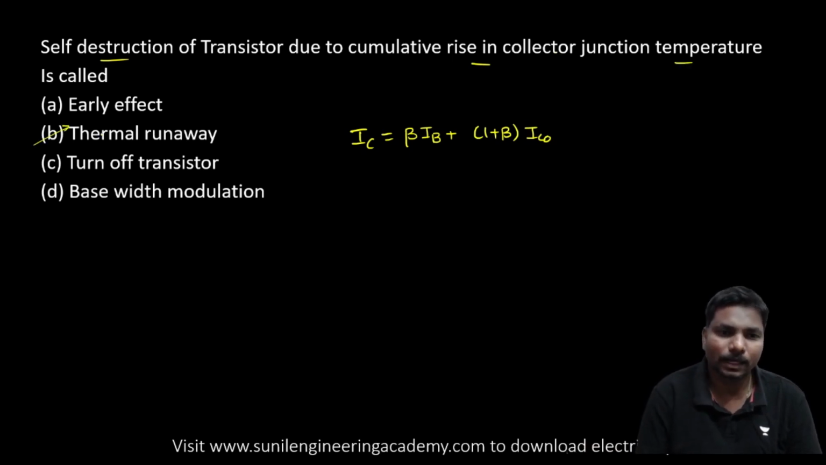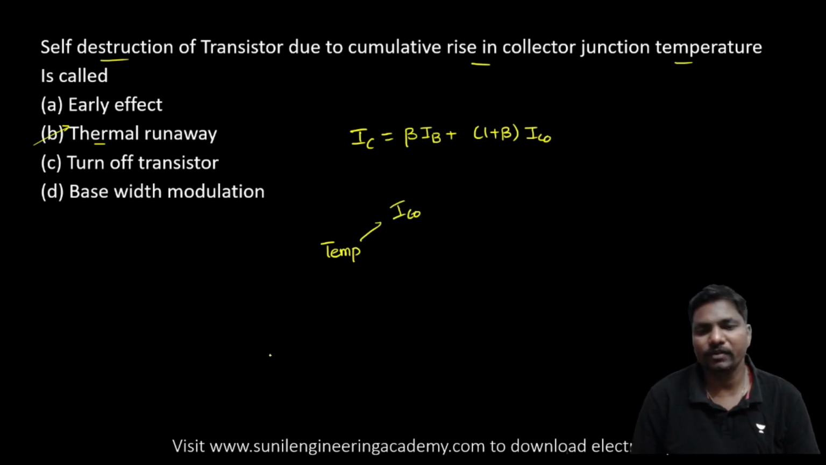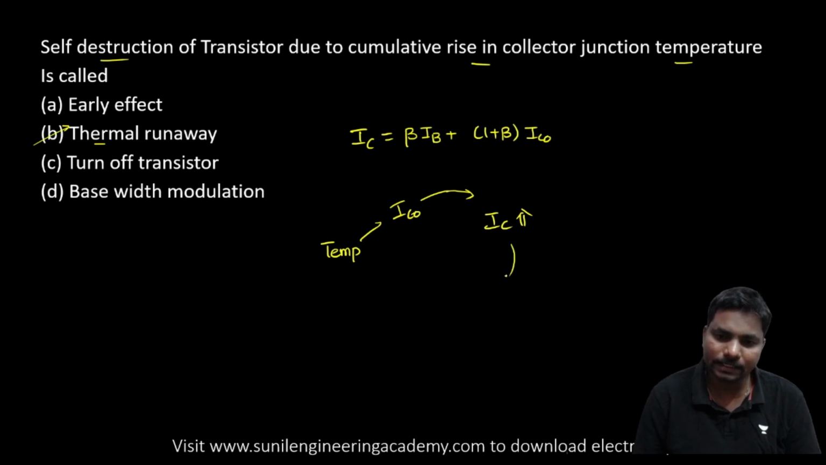Thermal runaway, how does it happen? Whenever the collector junction temperature increases, what will happen? IC naught is going to be double. For every 10 degrees centigrade rise in temperature, IC naught is going to be double. As IC naught increases, what happens to the IC? IC increases. As collector current increases, then power dissipation increases.